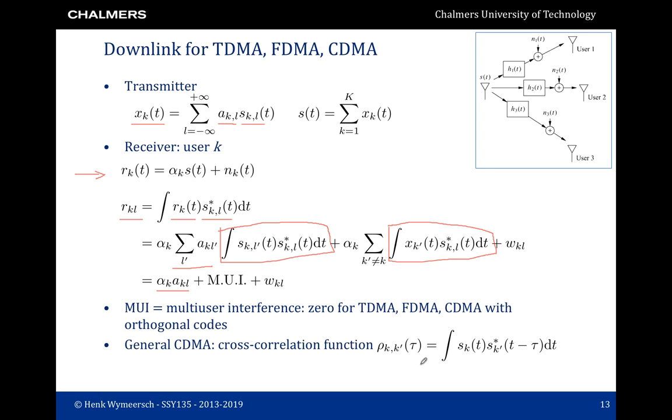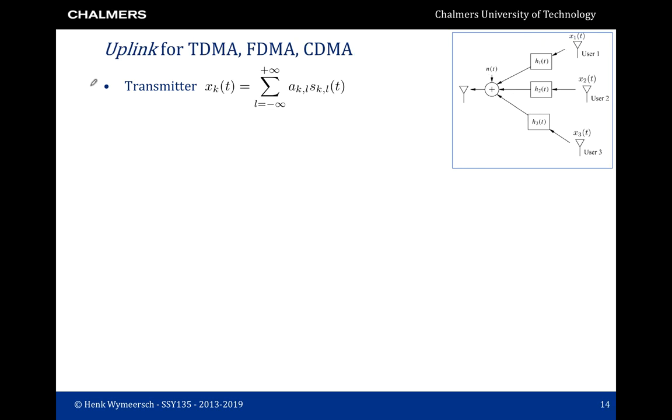If we have orthogonal codes and we evaluate this cross-correlation function for a multiple of Ts, we will find 0 except for tau equal to 0. However, in between, we can have a non-zero value. Now we look at the more complex case of uplink.